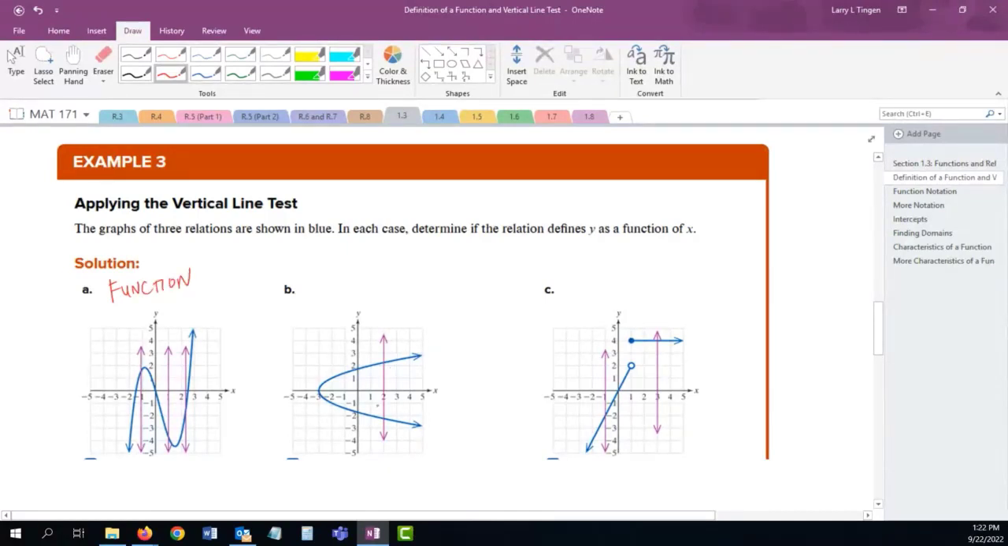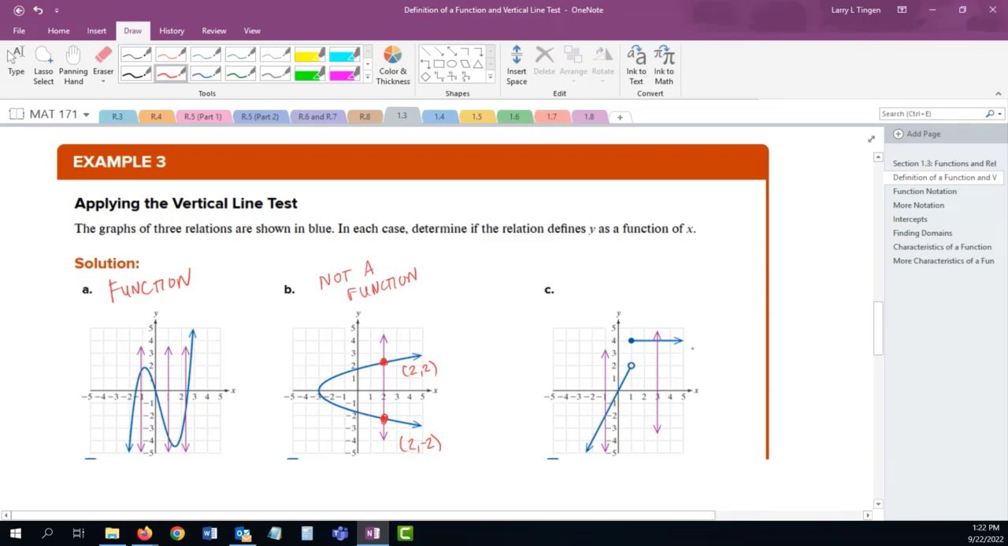Part B, it only has to happen once and only in one place, but I have a vertical line and I have hit here and here. What does that look like when I do the ordered pairs? This point is (2, 2), and this point is (2, -2). The x value 2 points to 2 and -2, and that's what causes the problems. Not a function.